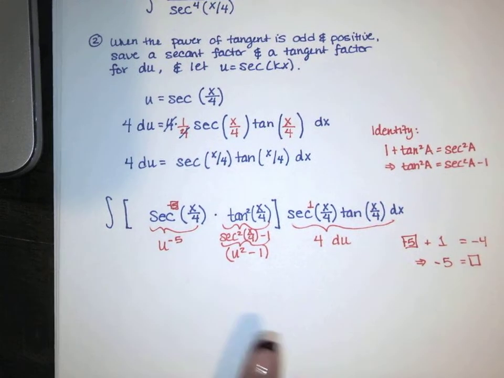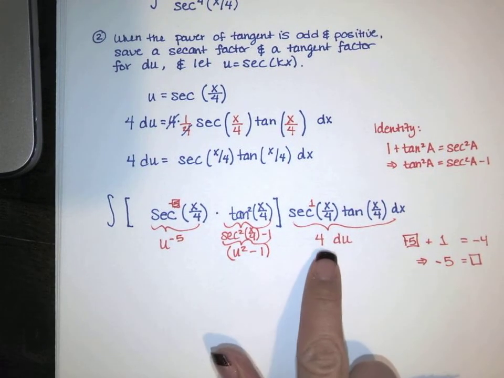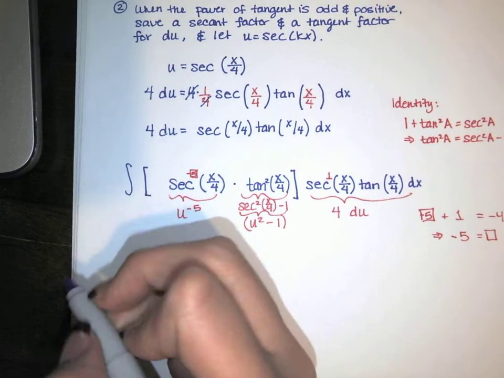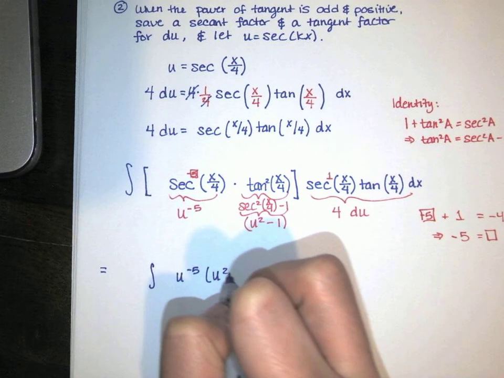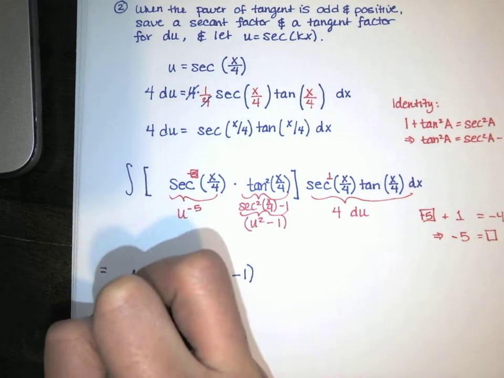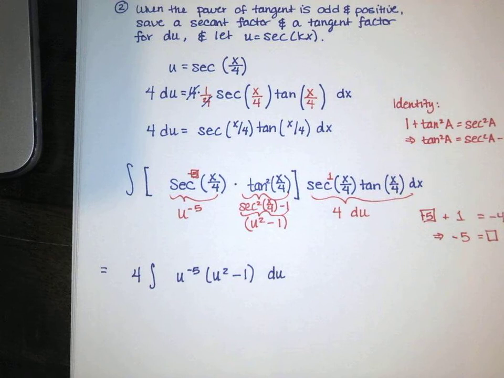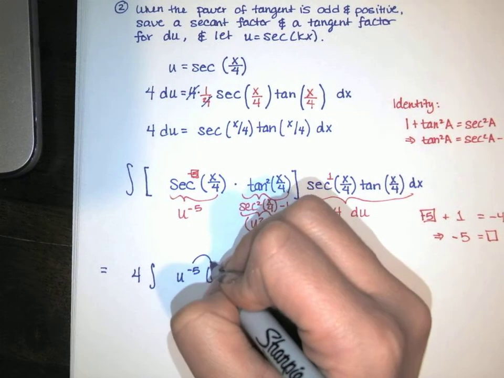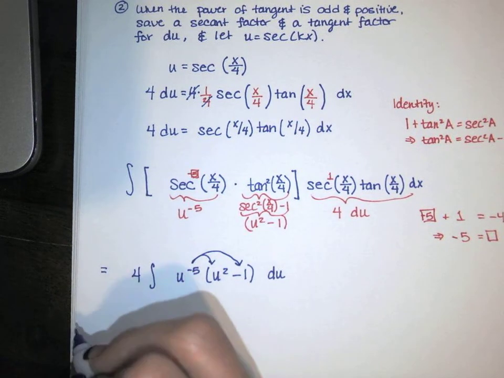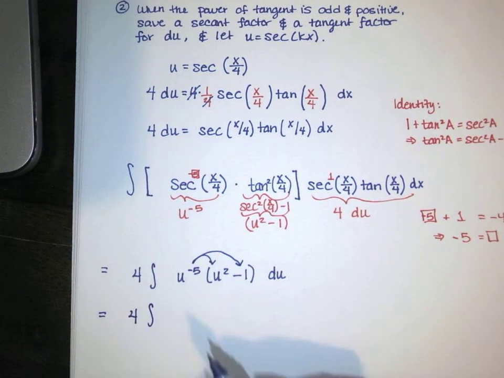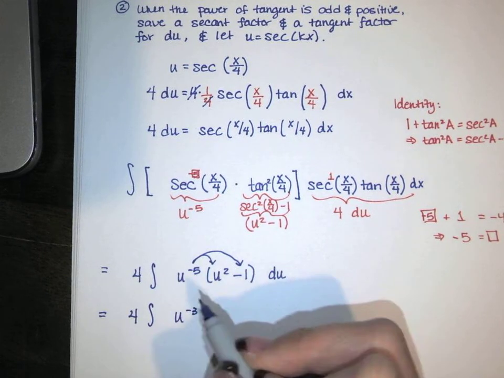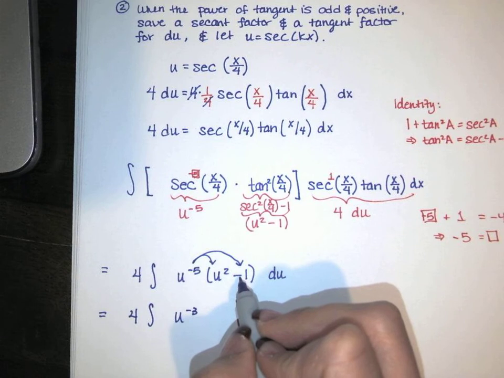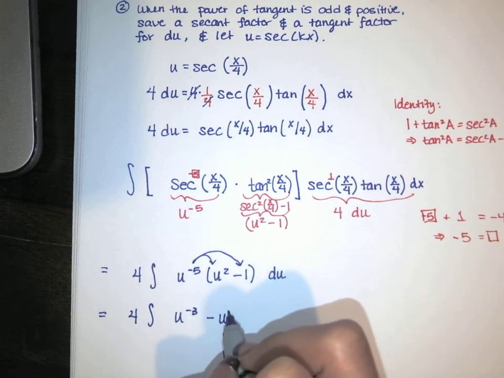Alright, so I've got u to the negative fifth times u squared minus 1 and the 4 du over there. So I think we're ready to write this entirely in terms of u. I'm going to bring my 4 out front. Again, it's just a power rule, but I can't antidifferentiate this piece and this piece separately. I've got to distribute first so that our power rule applies to each term. When we distribute, remember you add the exponents. That's u to the negative third, and then u to the negative 5 times negative 1 is negative u to the negative 5.